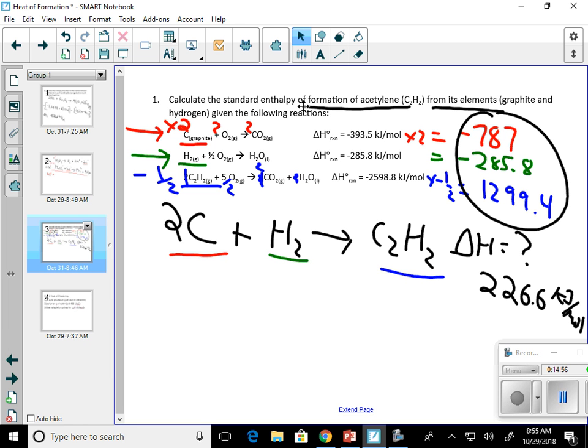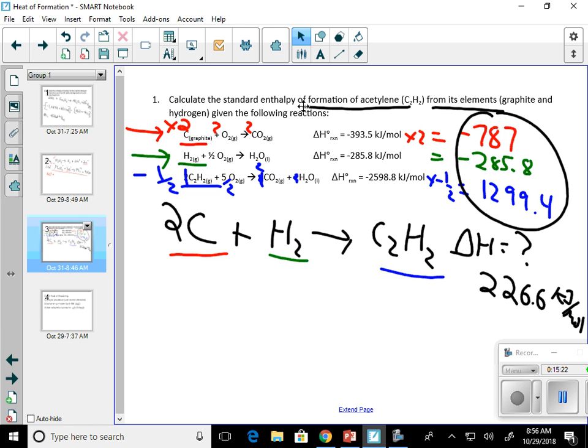The first calculation I showed you, where you just look up the appendix, plug in and solve products minus reactants, AP chemistry students have no issue with that. This is the method that is a little bit more complicated, that I need to take 3 reactions that are given to me and turn them into a different reaction that I want to solve for.